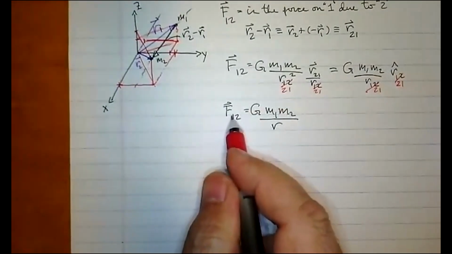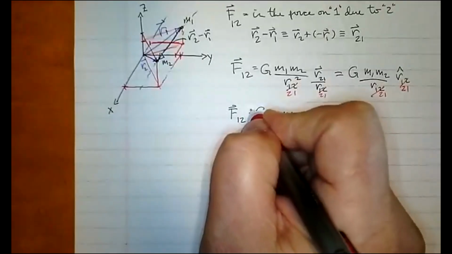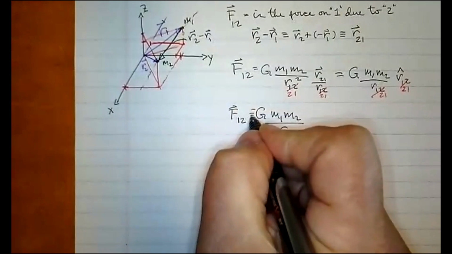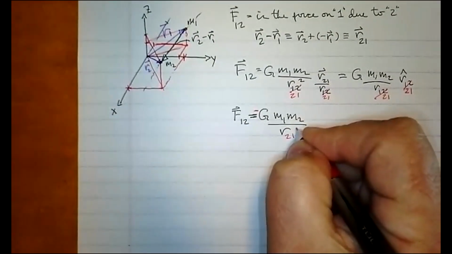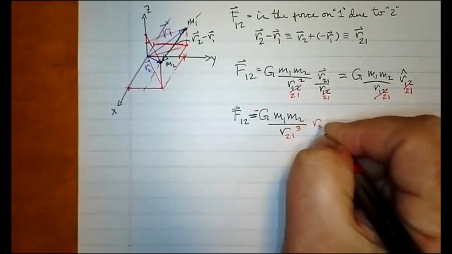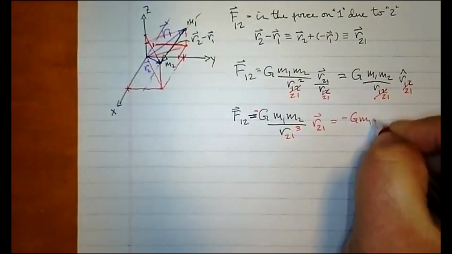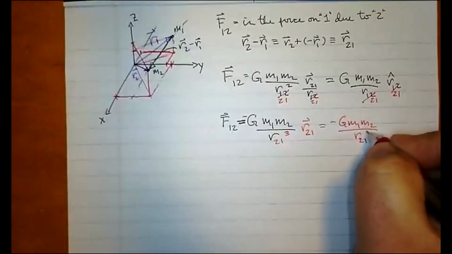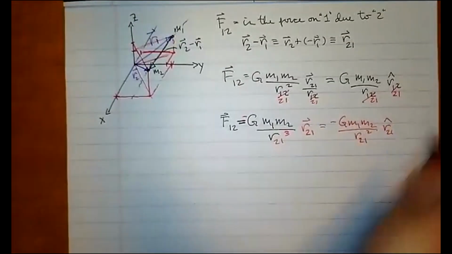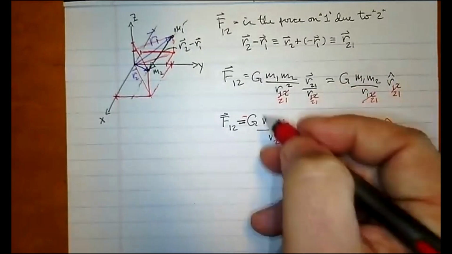So I normally like the suffixes to actually match. The way you can do that is you can put a negative on that instead of calling it positive. You put a negative on that, and then you can say R21 cubed, or you can say negative G M1 M2 over R21 squared times R21 hat. That works as well. So all of those are valid formulas as long as you make the little corrections I did.